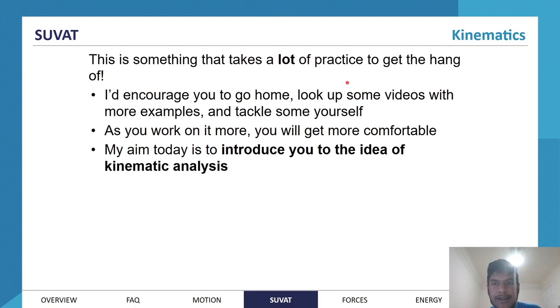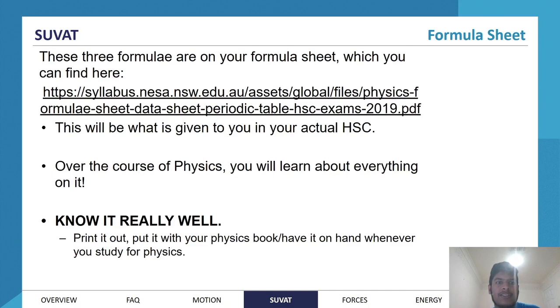This is something that takes a lot of practice to get the hang of in terms of using the SUVAT equations, so I'd encourage you to go home, look up some videos with more examples, and tackle them yourselves. As you work on it more, you'll get more comfortable, but my aim here today is to introduce you to the idea of kinematic analysis. Now, these three formulas are on your formula sheet, which you can find here, and that's what will be given to you in your actual HSC exam, so this link's here for you guys. I believe you can download these slides from down below. These three formulas are actually given to you in the physics HSC, but I highly recommend being familiar enough so that you can just use them straight away.